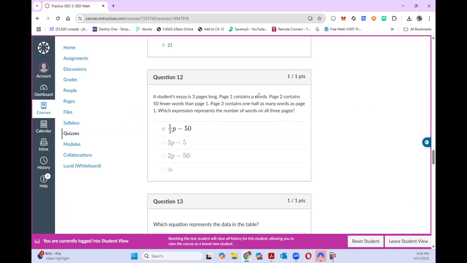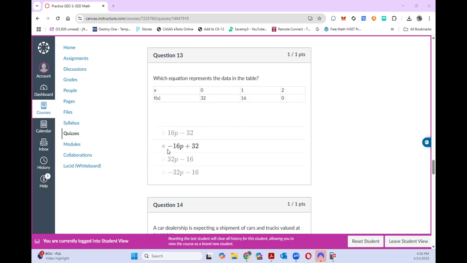Now, this was easy, right? So my first page is P. My second page, right? 50 words fewer than P. So that's P minus 50, right? The third page is half as many as P. So that's a half P, right? So I got one, two, I got 2.5 P's. None of these got 2.5 P's except one. That's how I knew it was the answer.